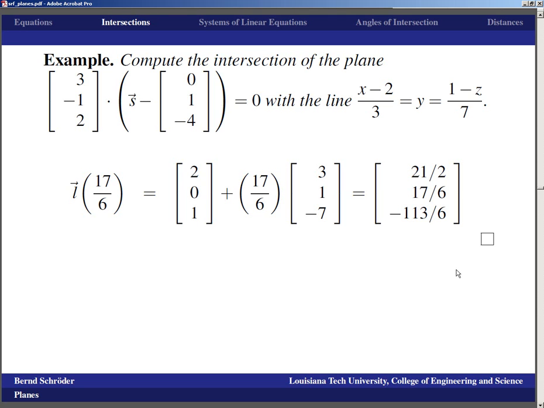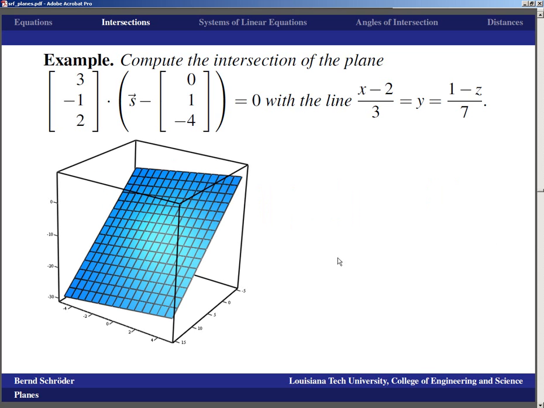Now, there are other possibilities. The line could run parallel to the plane, in which case we wouldn't get a solution for t, and we wouldn't get a point. Or it could also be that the line is actually inside the plane, which would mean that arbitrary t's would work, and that would mean that the equation on the previous panel would just be solvable for any t. Visually speaking, well, here's the situation.